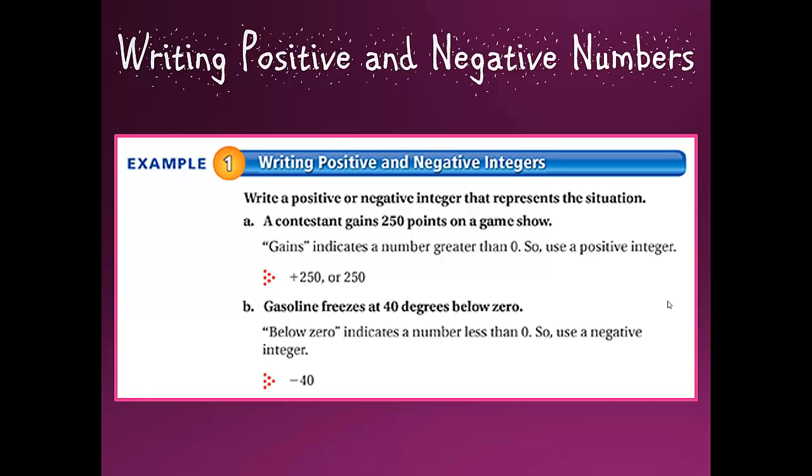For B, gasoline freezes at 40 degrees below 0. Below 0 indicates a number less than 0, so use a negative integer. So we can say -40.